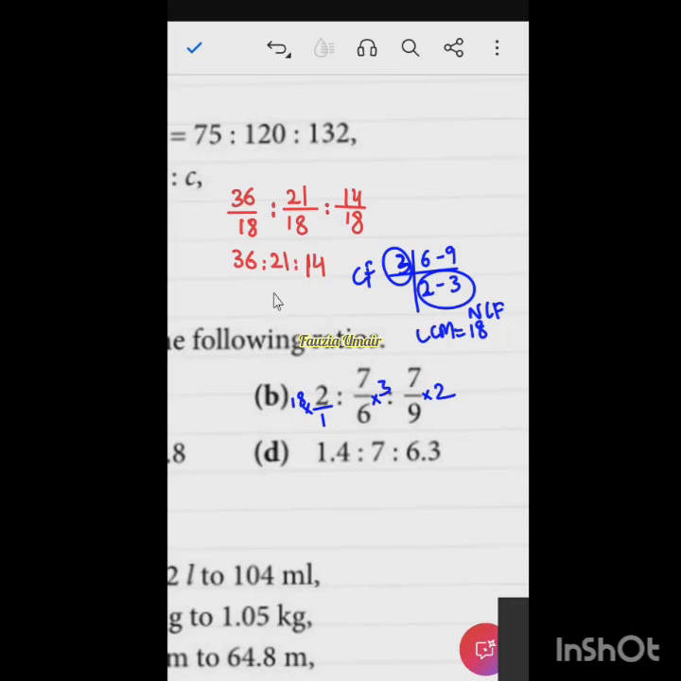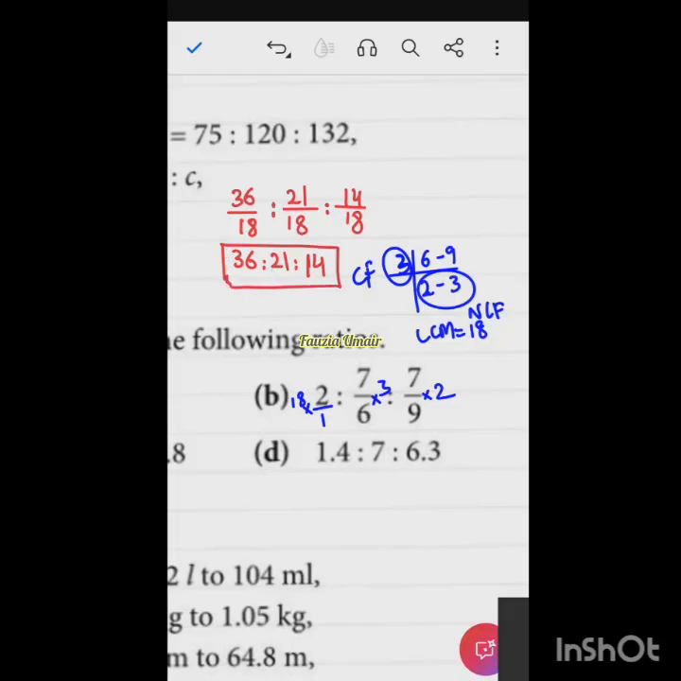So now can I divide it with any number? Ma'am, no, I cannot, right? If I divide with 7, 14 and 21 come, but 36 is not coming. If I divide with 3, 36 and 21 are divisible, but 14 is not. So I don't think it's divisible by any number, right? This is your answer.